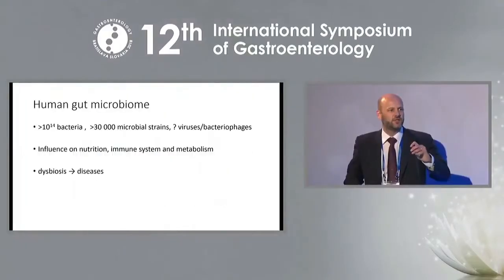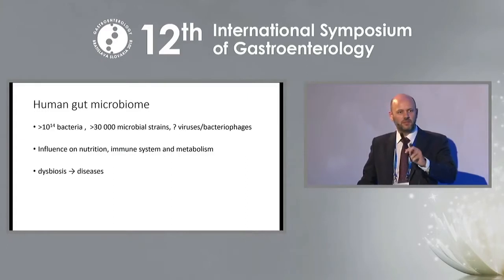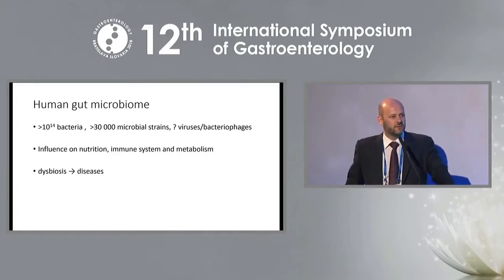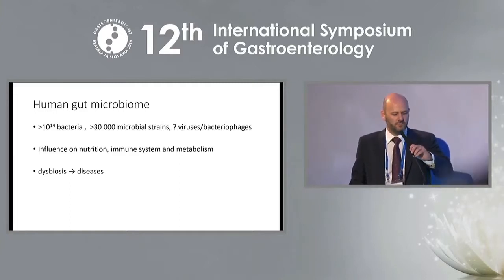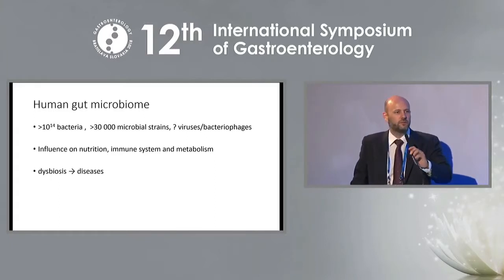We have heard in the previous lecture that the human microbiome is a very complex system. It contains trillions of bacteria and tens of thousands of bacterial strains, including various viruses, bacteriophages, fungi, etc. It has a strong influence on nutrition, immune system, and metabolism. And we have also heard that the change in composition of the gut microbiome, so-called dysbiosis, can lead to various diseases.